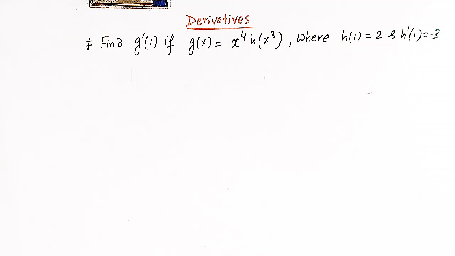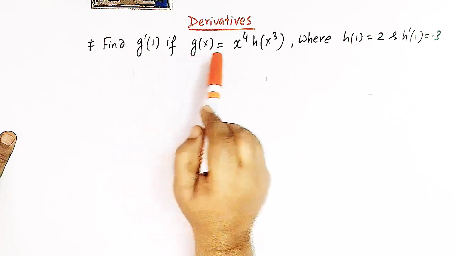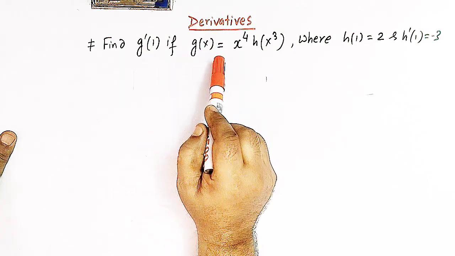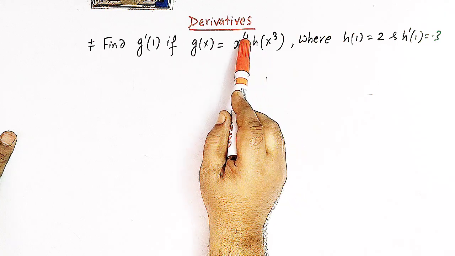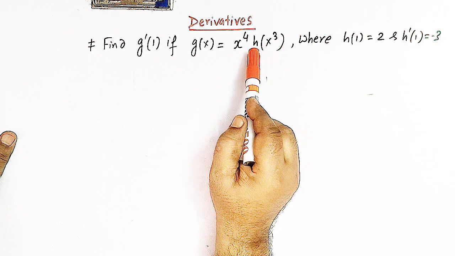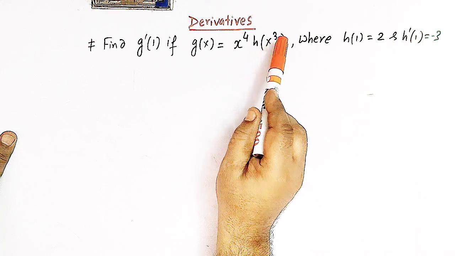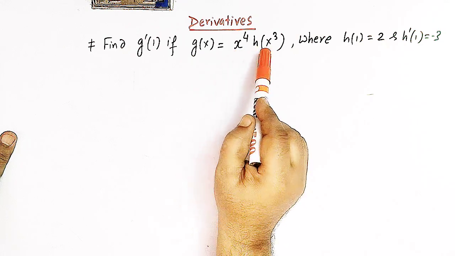Hello viewers, in today's session we are going to discuss a very important problem from derivatives. Here we have to find the value of g prime of 1 if the function g of x is given as the product of two functions, that is x raised to 4 times h of x cube. So here h of x cube is some other function and g of x is the product of these two functions.